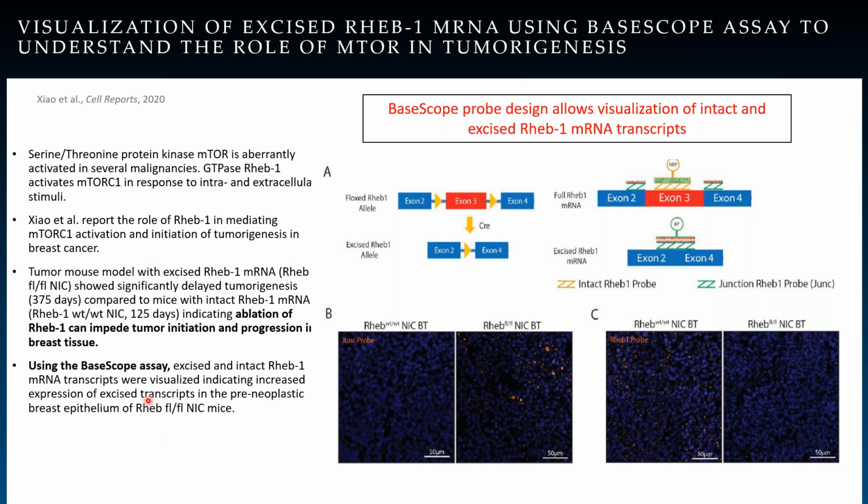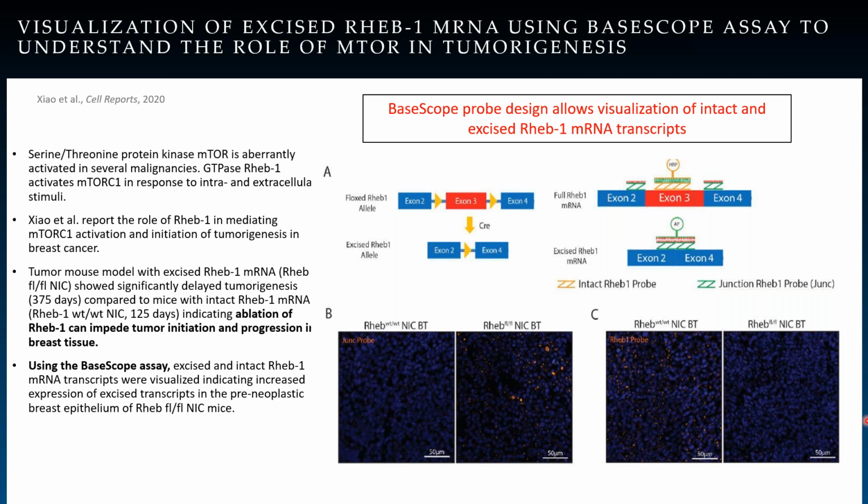So what they want to show is that MTOR is known to promote tumorigenesis and tumor progression in multiple solid tumors. And here they are studying the role of MTOR in breast cancer tumorigenesis. It is well established that the GTPase Rheb1 promotes or activates MTOR expression. And in this particular example, they have used a mouse model where they have ablated Rheb1 mRNA by using a knockout model, wherein the knockout model produces a Rheb1 transcript that is excised and non-functional. And using the BaseScope assay, they were able to visualize the intact transcript and the excised transcript in the wild type animals and the knockout animals.